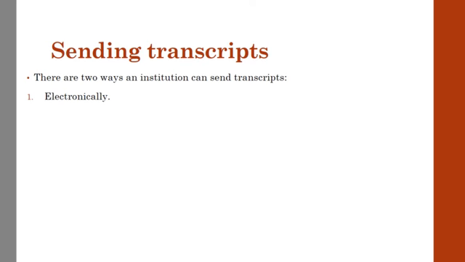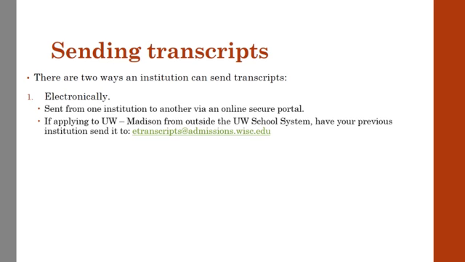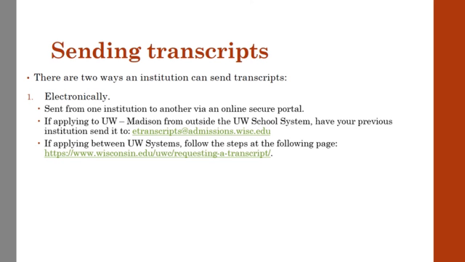There are two ways that an institution can send over a transcript. The first is electronically. This is when a transcript is sent from one institution to another using a secure document online portal. If applying to UW-Madison from an outside institution, you'll want to share the email address below with your institution. If applying to a UW-Madison school from another school in the UW system, you'll want to follow the steps at the link below.